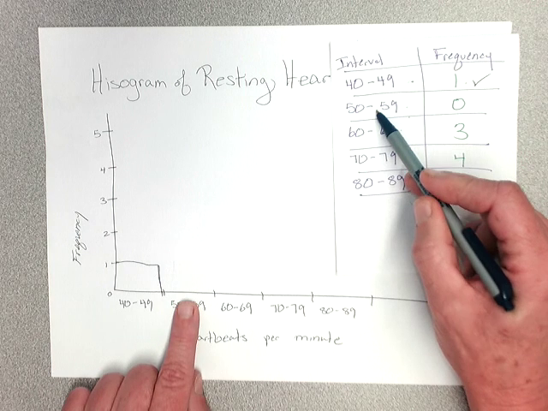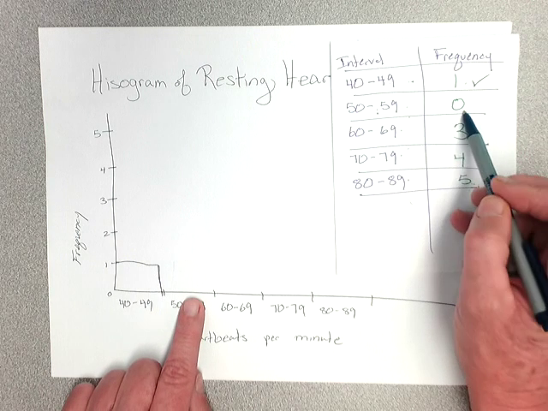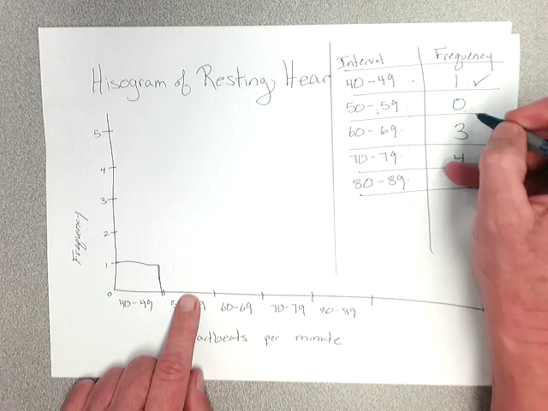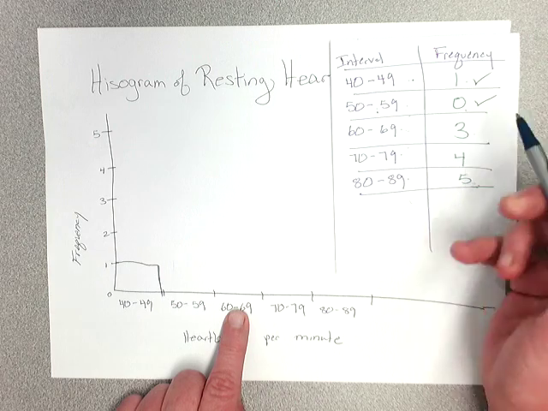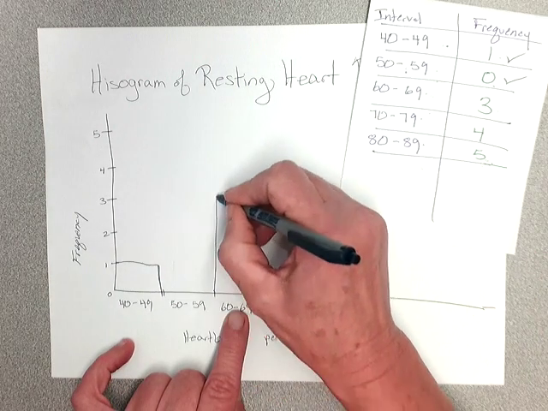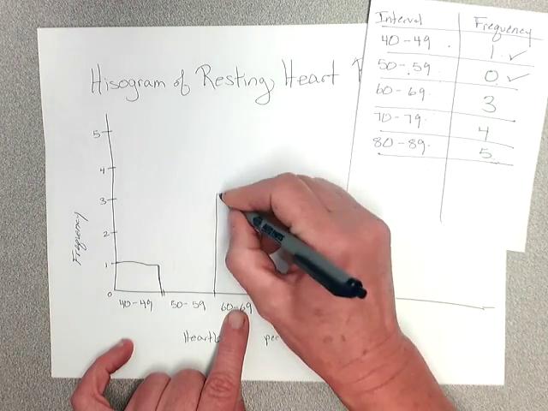Next group. Move to that group. Make sure you're talking about the same area. Look at how many times. 0. That one's already done. Move on to the next group. Talking about the same group. What's the frequency? 3. I need to come up to my 3 line.